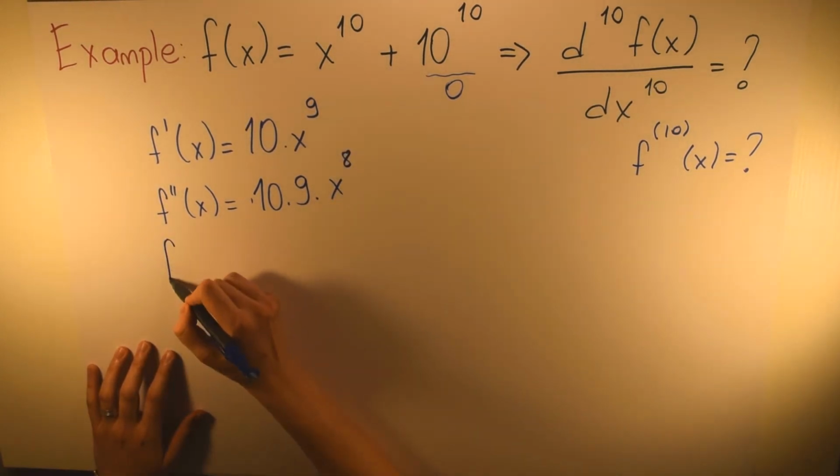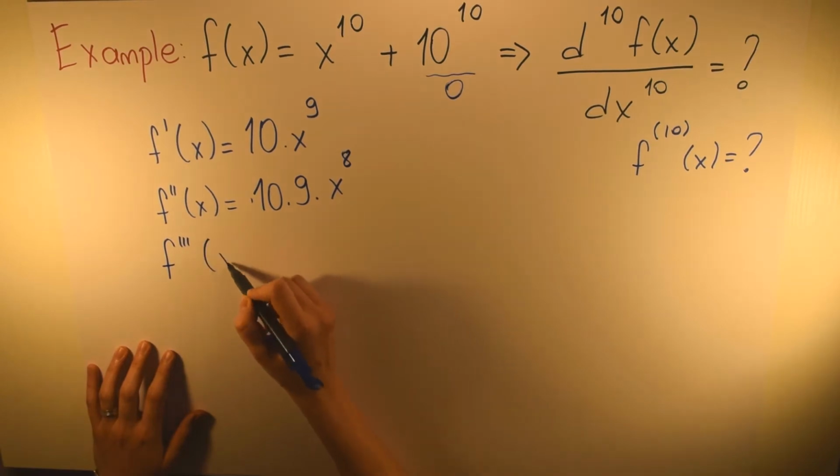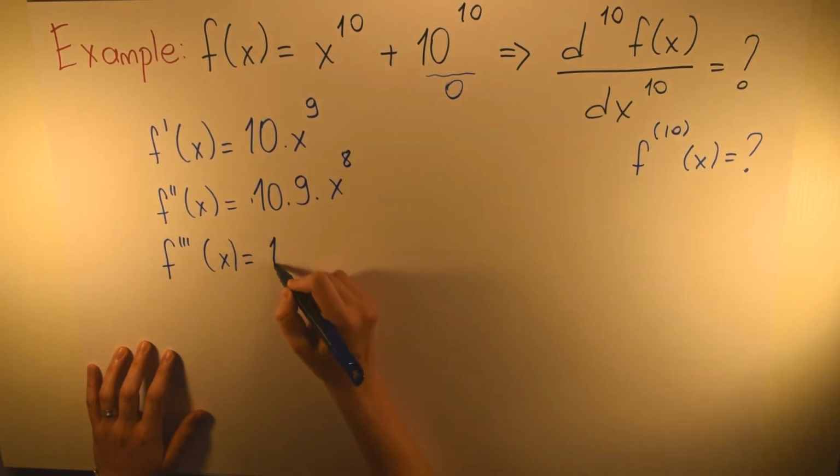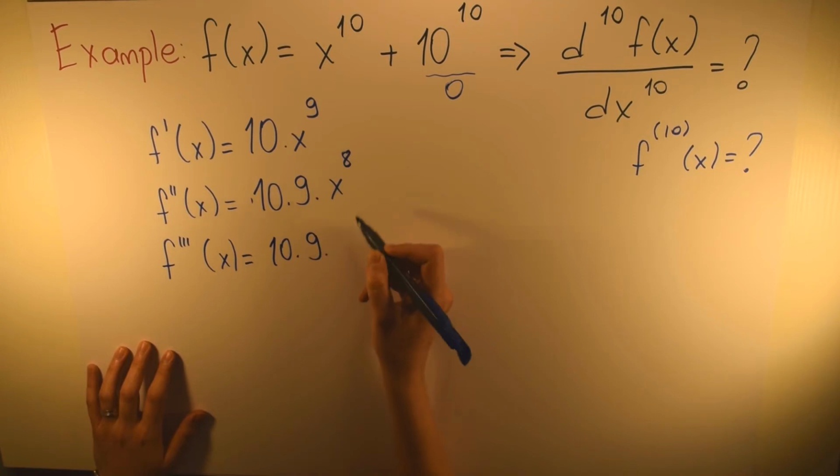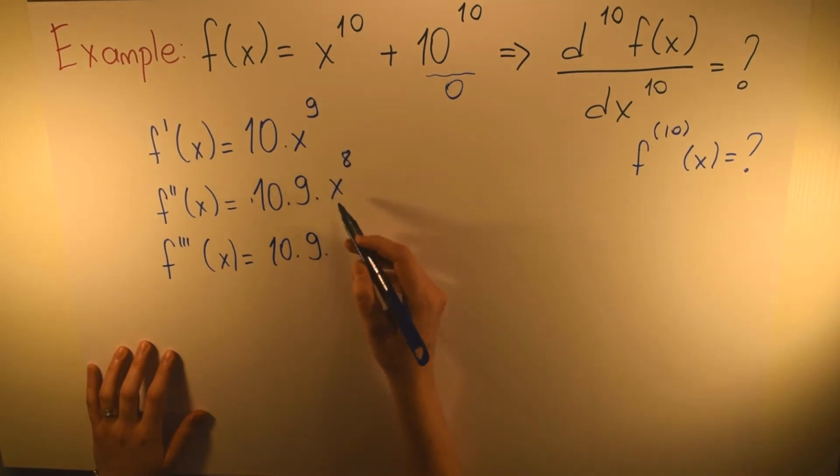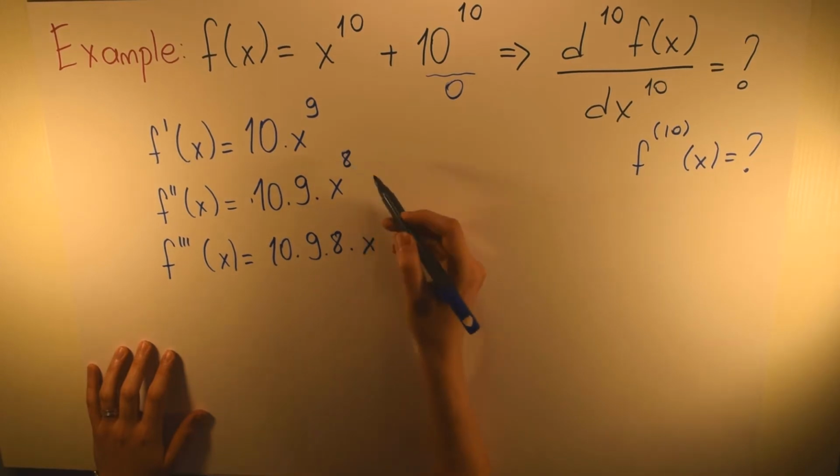So let's take the third derivative. It will be 10 times 9 times, now I will put this 8 in front of x, times x to the power of 8 minus 1, this is equal to 7.